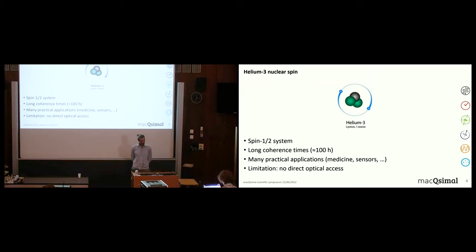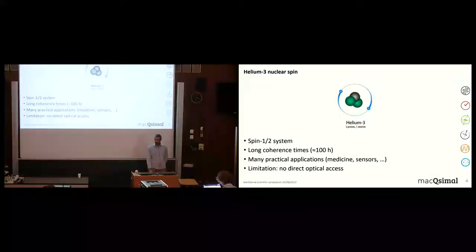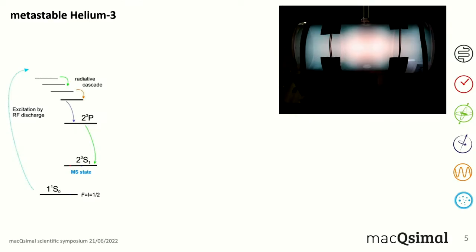It has demonstrated days-long coherence time, and is already used in several practical applications, like in medicine for the imaging of lungs and the respiratory system, or for sensors, and for neutron filters in accelerator facilities and so on. But the limitation that this system has is that the nuclear spin is not directly optically accessible with light. So the question is, how do you polarize, or read out, the spin? The tool that is often used is the helium atoms themselves.